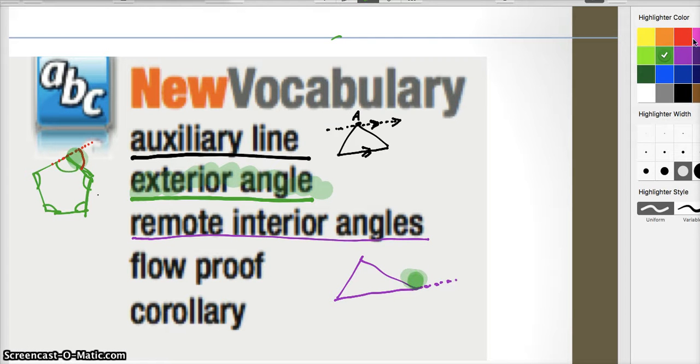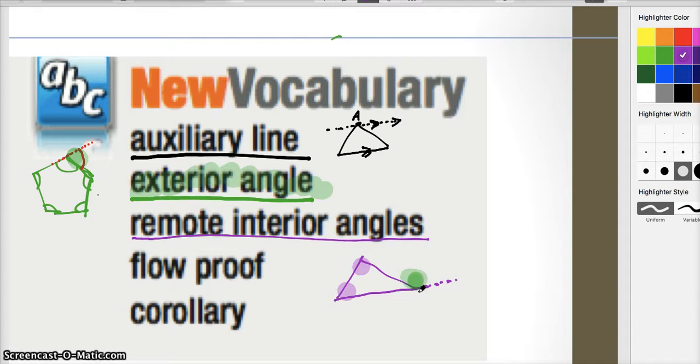The remote interior angle part comes when we think about what these angles are that are far away from it. So they are interior angles, but they are remote in reference to it not being close to this exterior angle. I'm going to say it again because I know it sounds crazy. Remote interior angles specific to triangles refer to the other angles inside the triangle that are not close to a particular exterior angle.